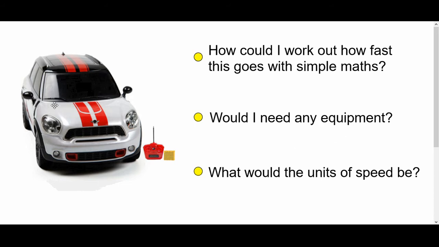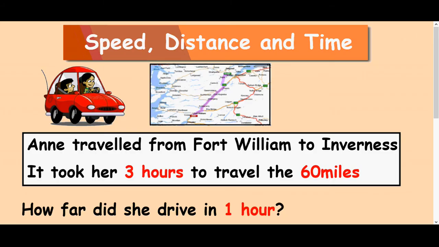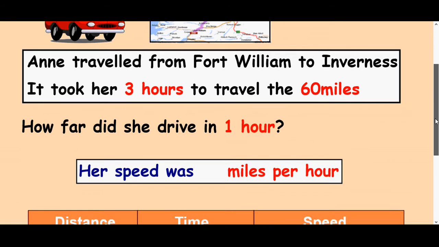Now, to work out the speed of this remote control car, you would have to know how far it was going, i.e. its distance. You would need to know how long it took, its time, and you need to do something with those numbers to work out its speed. So we'll have a look at an example here to try and tease that idea out.